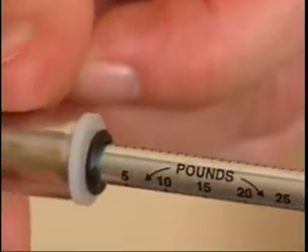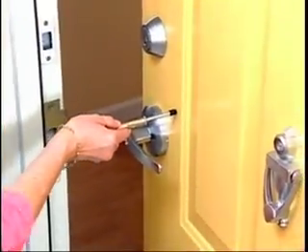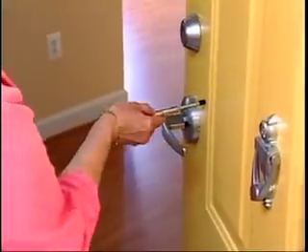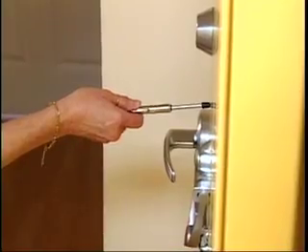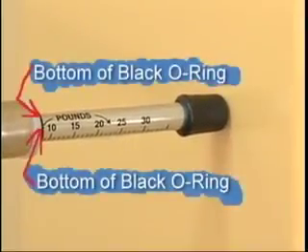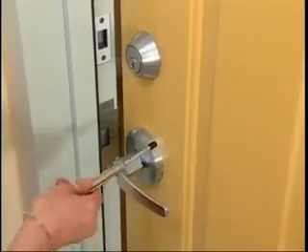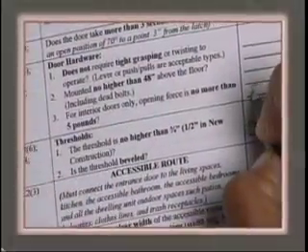Holding the instrument firmly, press slowly against the door at a point approximately handle high and 30 inches away from the door's hinges. Read the amount of force required to open the door on the pound scale closest to the bottom of the black O-ring. Take 2 different readings for any door pressure, record the measurement on the checklist, and note if there is a violation.